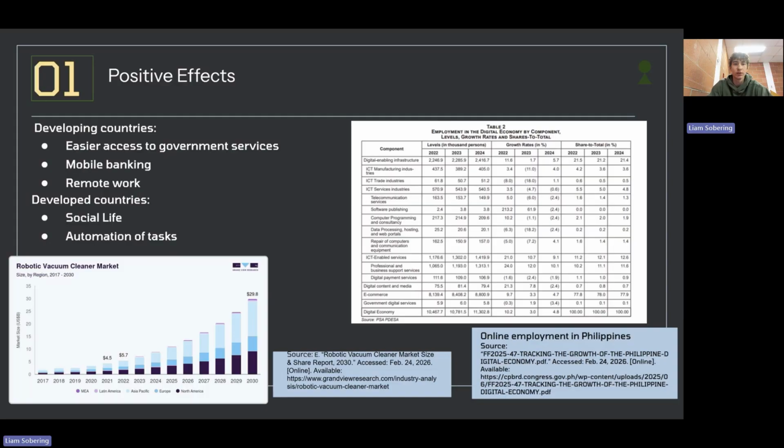In developed countries, recent technology has had a significant impact on their social lives, where communicating virtually has become a straightforward way to communicate with others across long distances. Automation of tasks has also become a major influence on people in developed countries, such as robotic vacuums aiding in household chores.